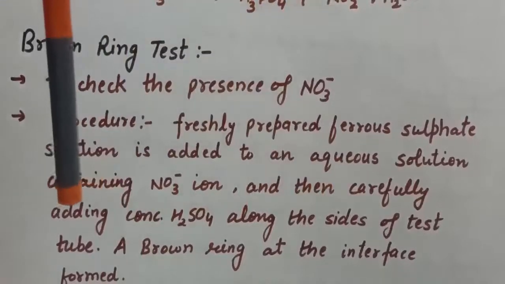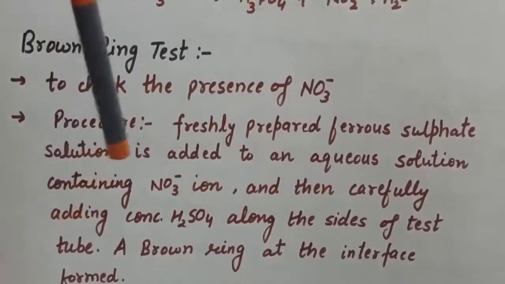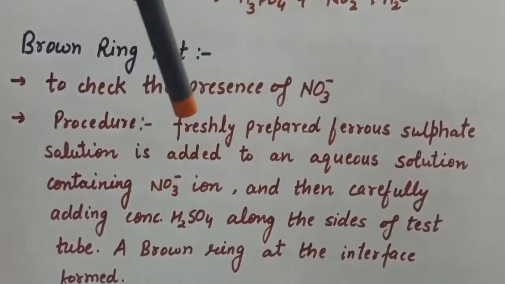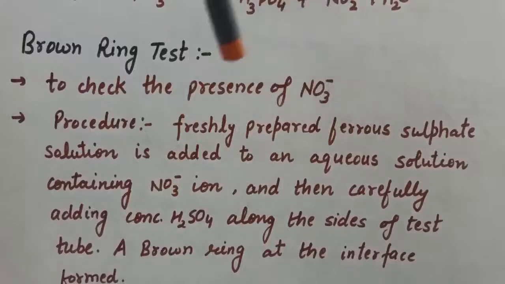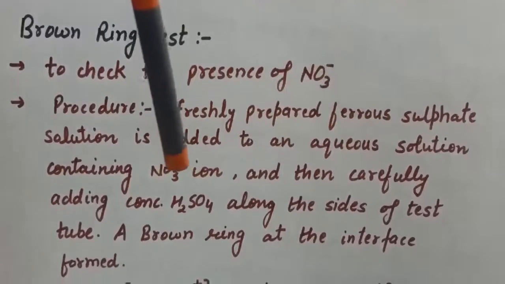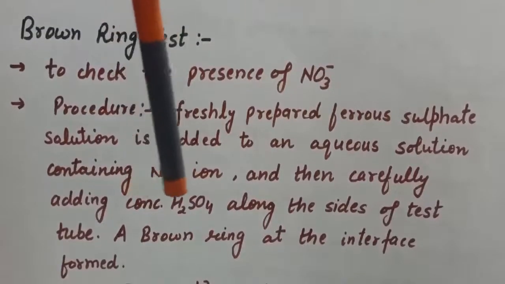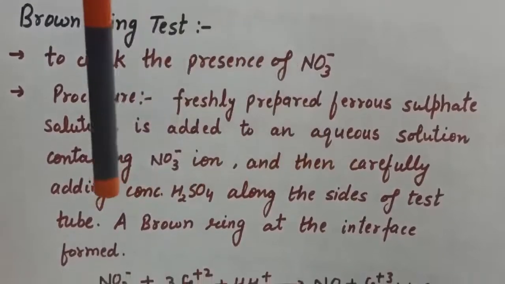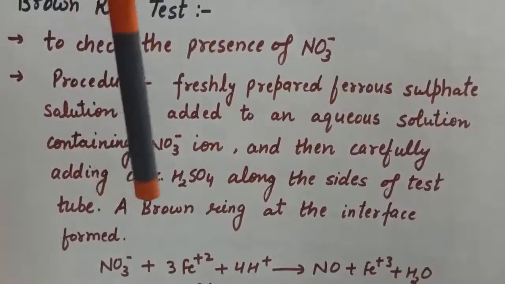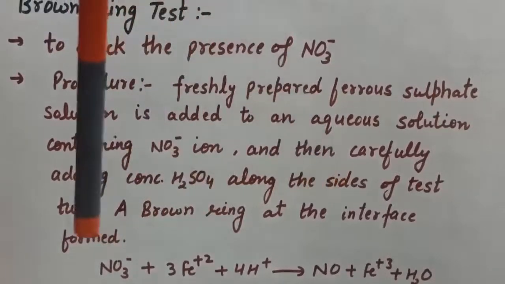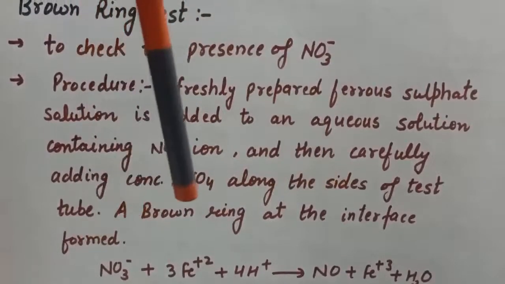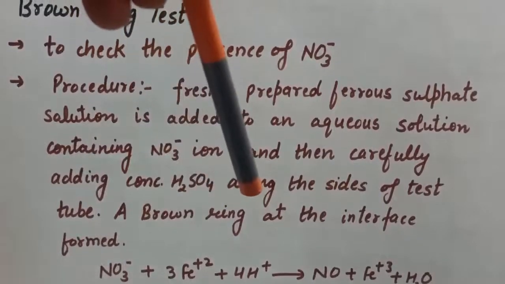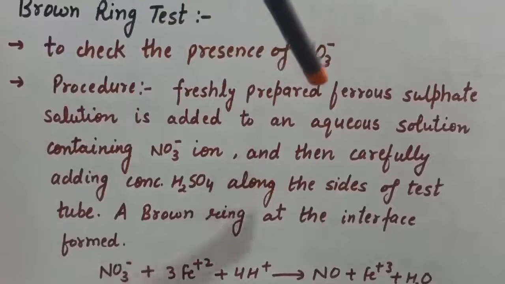In a test tube, we will take our aqueous solution containing nitrate ion, and then we add freshly prepared ferrous sulfate, and after that in that test tube we will add concentrated H2SO4 along the sides of the test tube. Now the observation is a brown ring at the interface is formed, that is, a brown ring will form between the solution and the sulfuric acid layers, indicating the presence of nitrate ion.